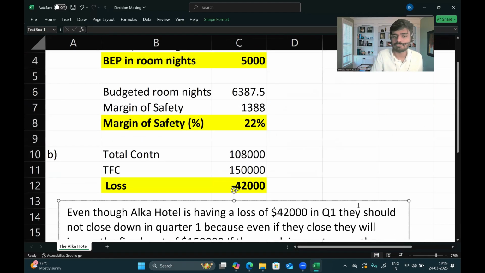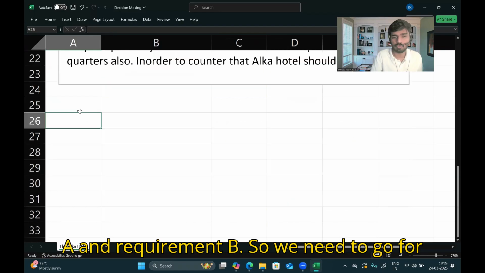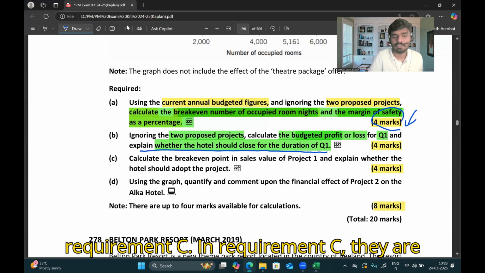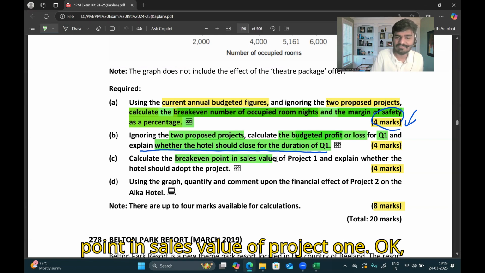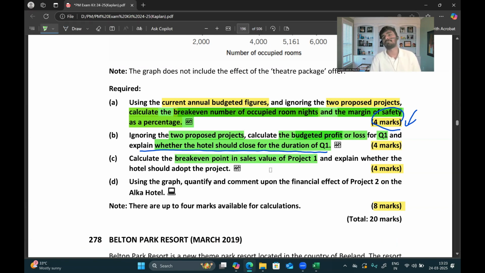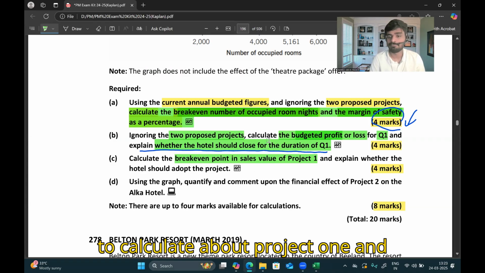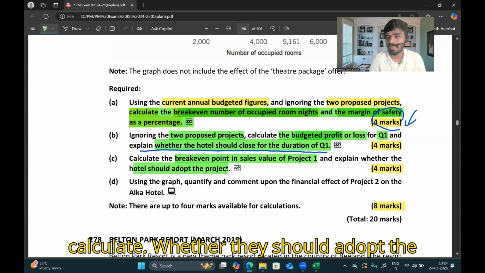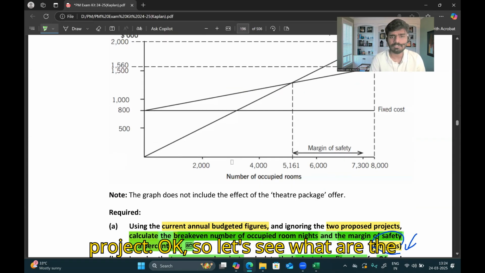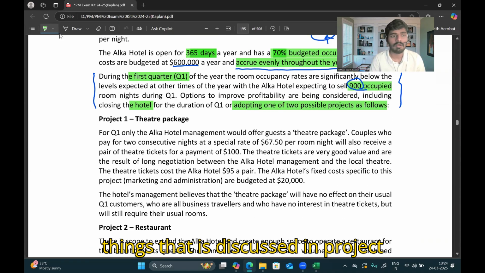So we have already completed requirement A and requirement B, and we need to go for requirement C. In requirement C, they are asking us to calculate the break-even point in sales value of project 1. They are asking us to calculate about project 1 and explain whether the hotel should adopt the project. So let's see what is discussed in project 1.